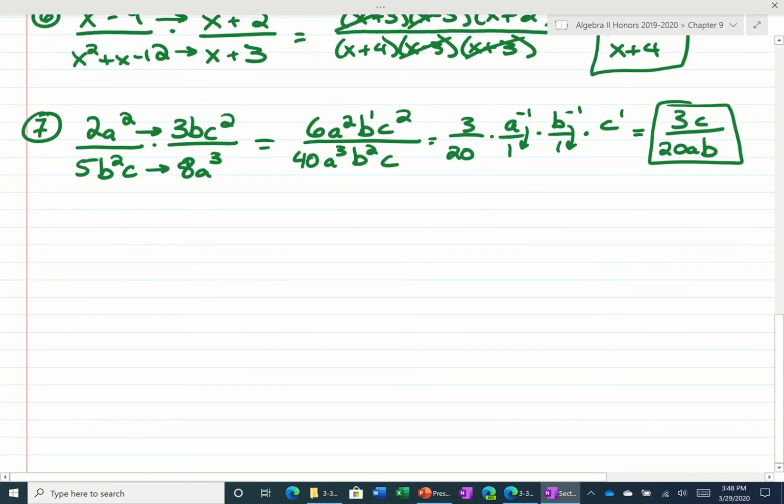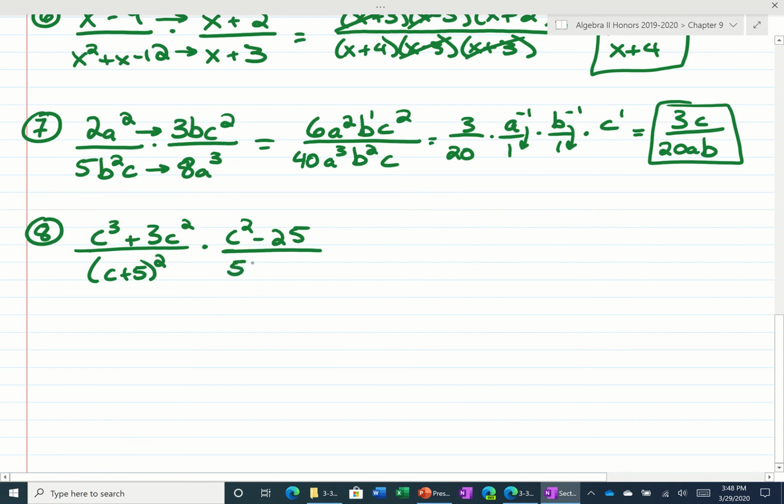And we'll do one more of these. What about this one? How about if we had c to the third plus 3c squared over c plus 5 to the second, times c squared minus 25, divided by c squared. First thing I would do is I would factor out completely, including this one. I would just write it twice.